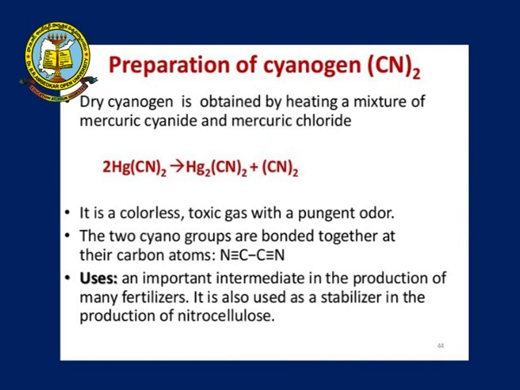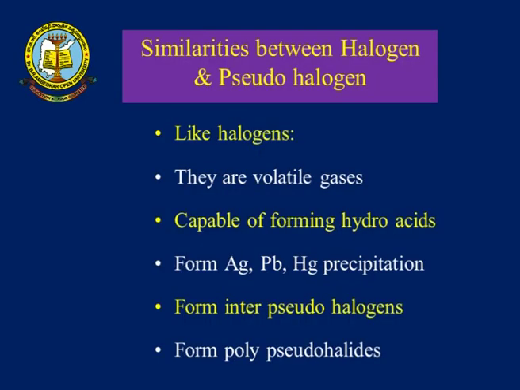The uses of the cyanogen molecule: the most important is that it is used as an intermediate in the production of many fertilizers. It is also used as a stabilizer in the production of nitrocellulose. It is an intermediate compound. And the next one is the similarities between halogens and pseudo halogens. Just now I told you it is not a halogen, but the functions are similar to halogens.